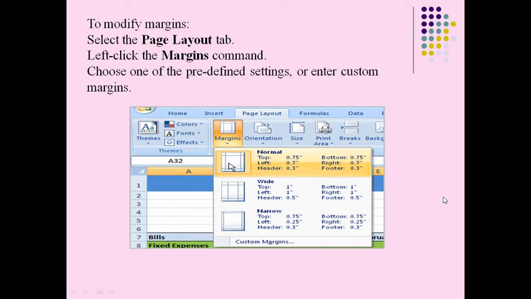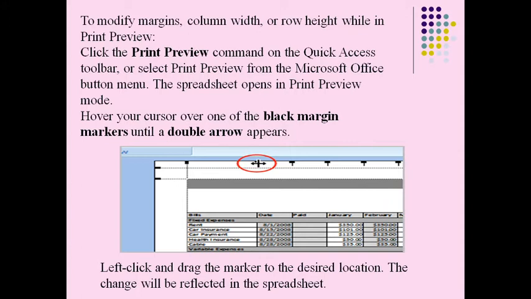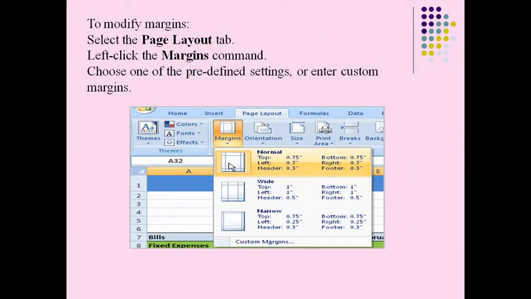To modify margins, select the Page Layout tab. Left click the Margins command, and choose one of the predefined settings or enter custom margins. Then this is about how to modify the margins, column width and row height while in print preview. In the next slide, he is discussing how to modify the margins. Select the Page Layout tab, left click the Margins command, choose one of the predefined settings or enter custom margins.